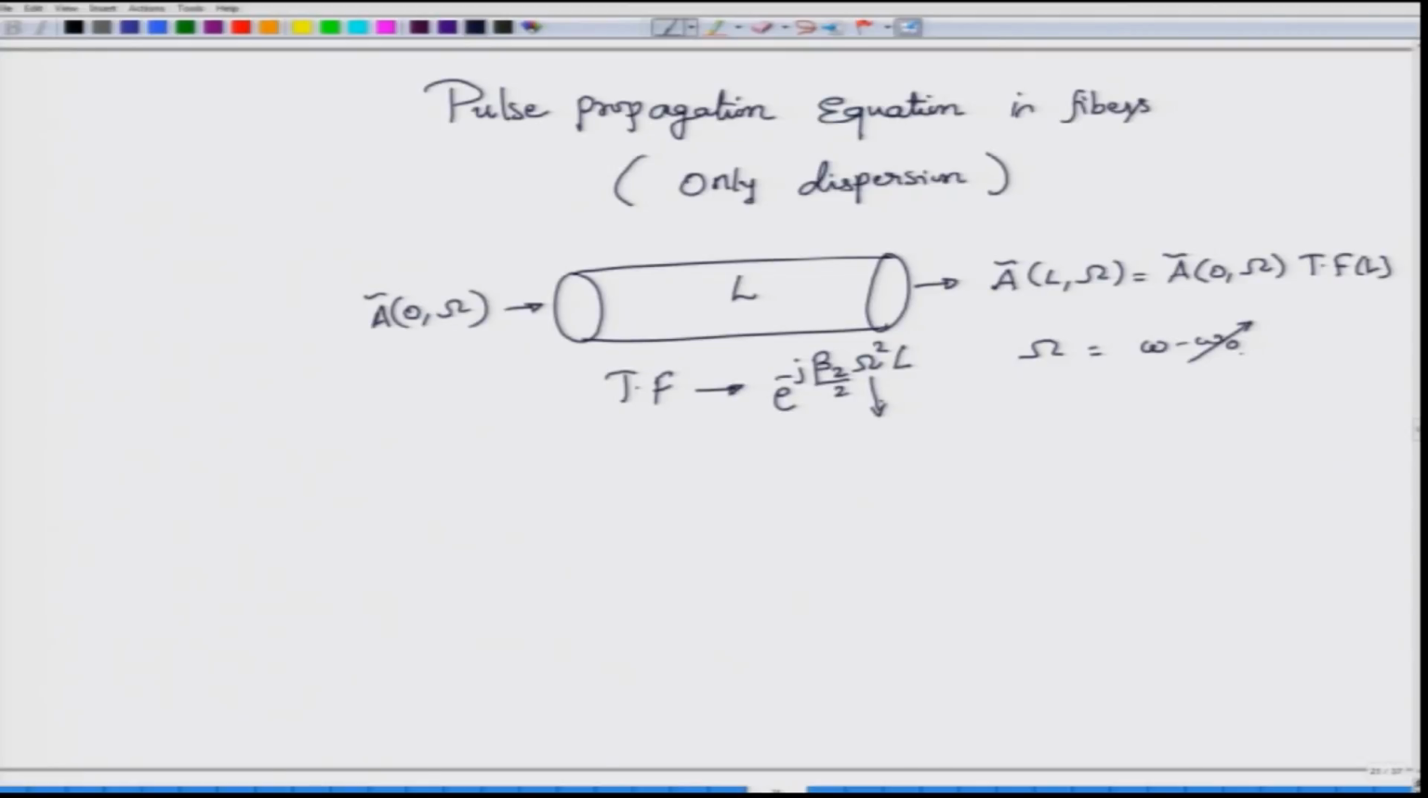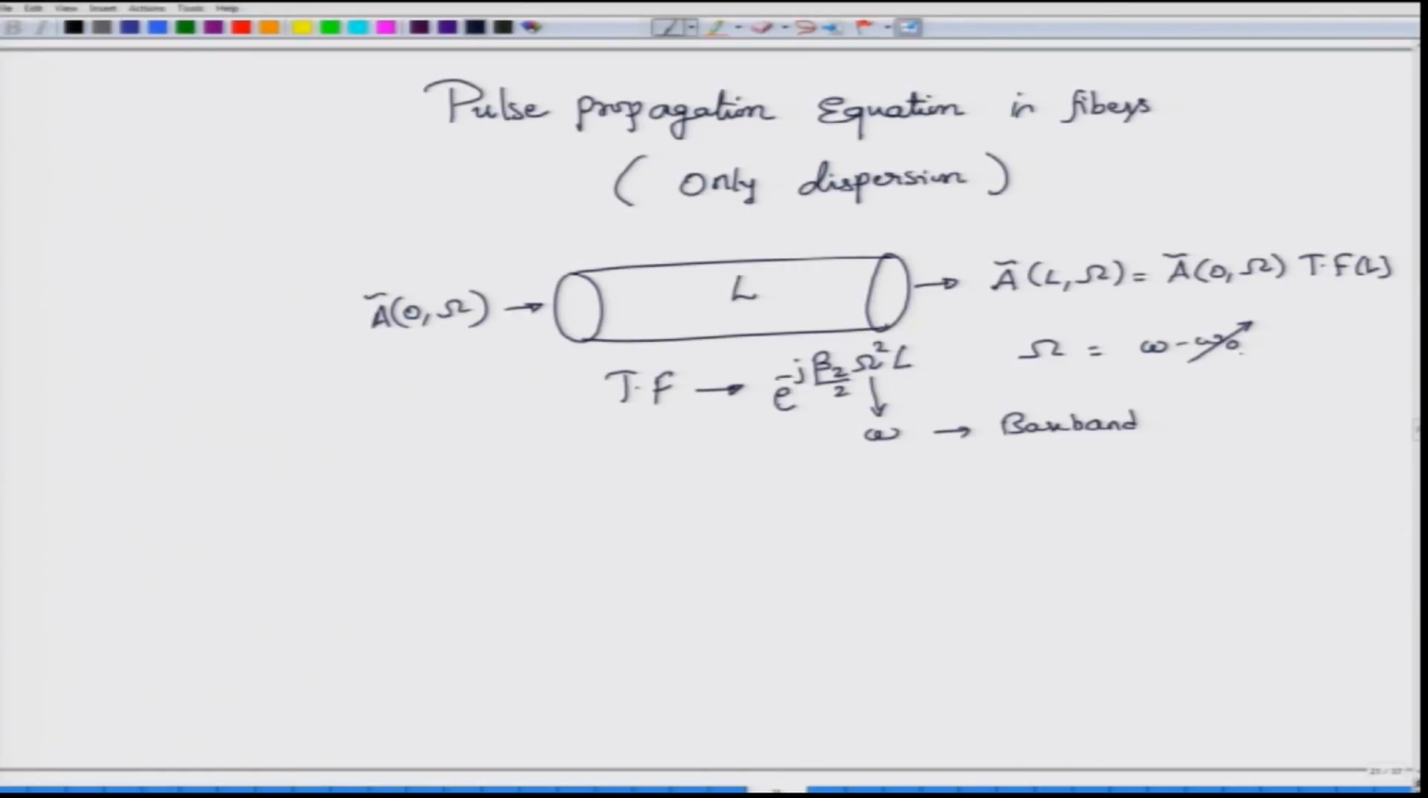So, instead of using the capital omega, I will now use the small omega, which will then represent the baseband frequency. Of course, if you want to really know what is happening at the carrier frequency, you simply have to take the output Fourier transform and translate it again by omega 0 in order to translate the spectrum from the baseband to the pass band.